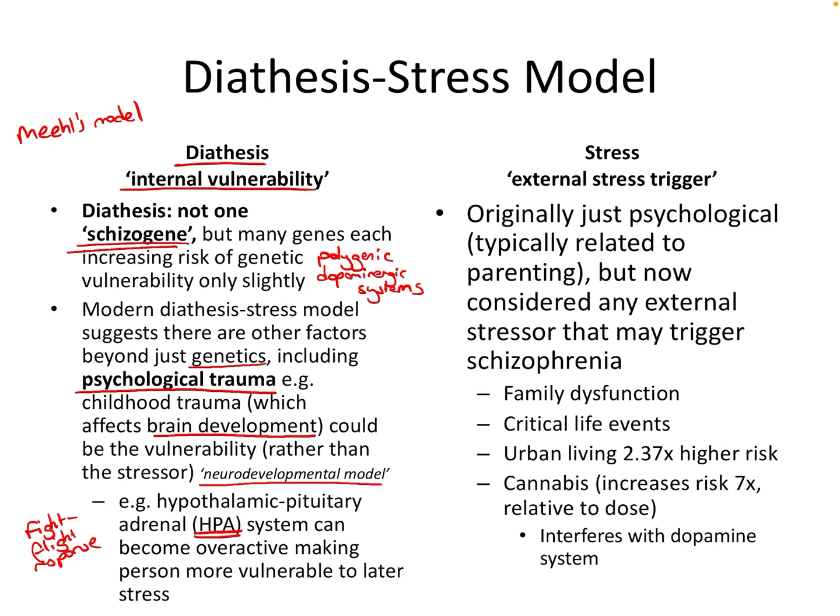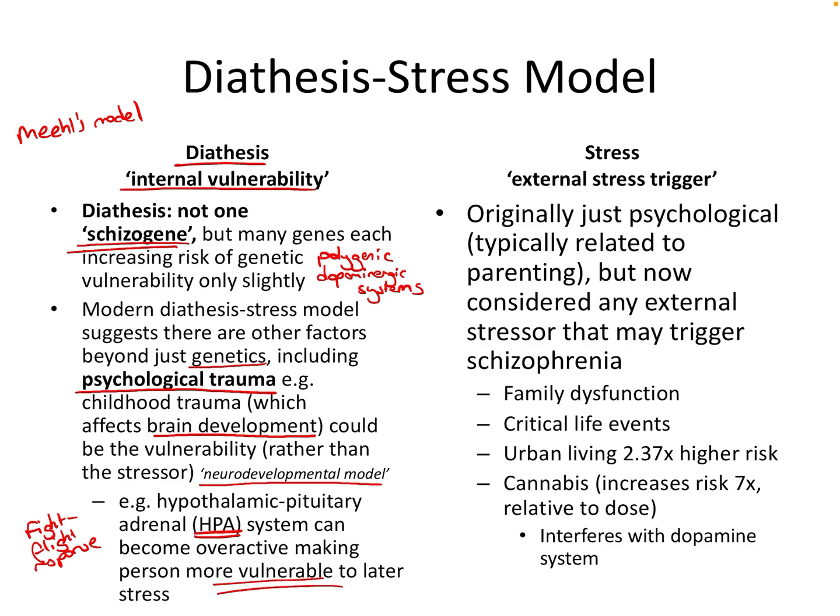So having our HPA system in early life being triggered very frequently or for extended periods of time, in the case of some sort of chronic stress, that can influence how our body responds to stress later on and can make the person much more vulnerable to later stress in adolescence and adulthood.